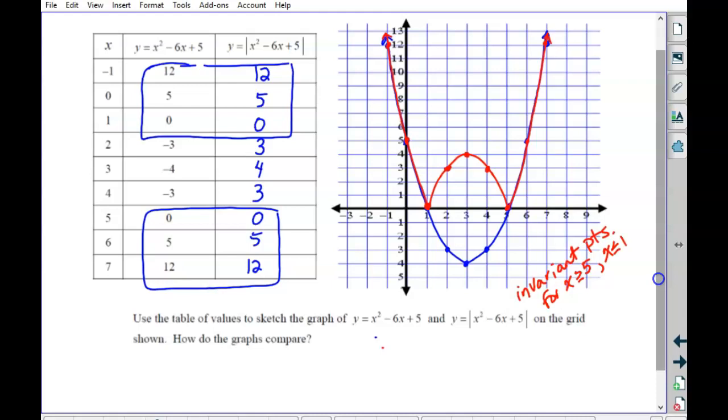We actually can't list all the points, right? So we would just say for what x values.